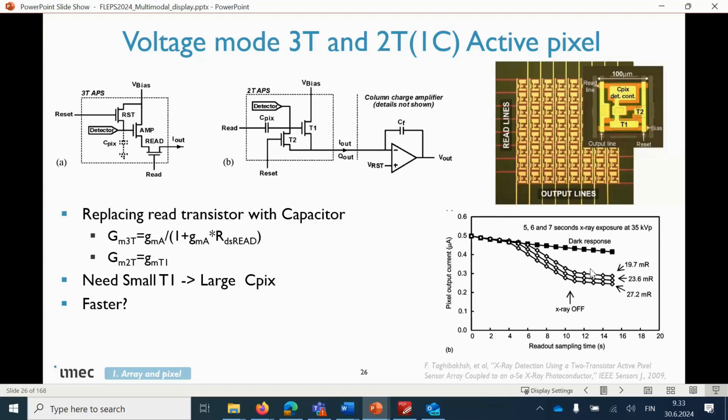But still, as you can see from the measurements that they did, you still need 12 seconds readout to get some kind of dynamic range between the dark response and the response under light.